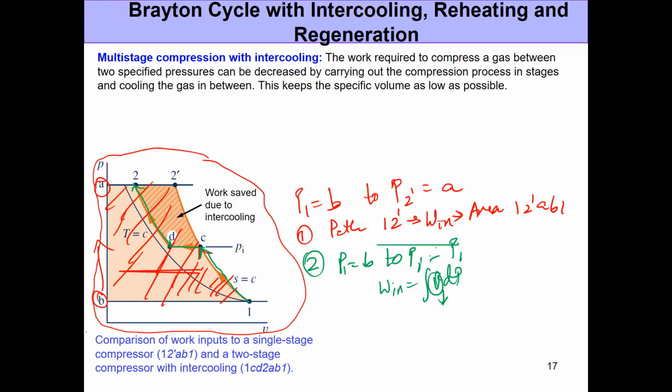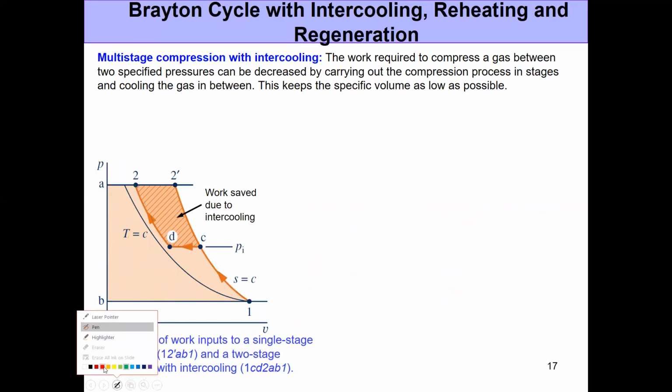So you go from a pressure of B to PI, and then PI to a pressure A, which is what we eventually wanted. But here, the work input that's needed to achieve this is as shown in green. So the difference between these two processes is that in the second process, where we are doing multi-stage compression with intercooling, we are saving some amount of work, which is shown by the shaded area that I've highlighted here in red. That's the amount of work that we're saving by intercooling.